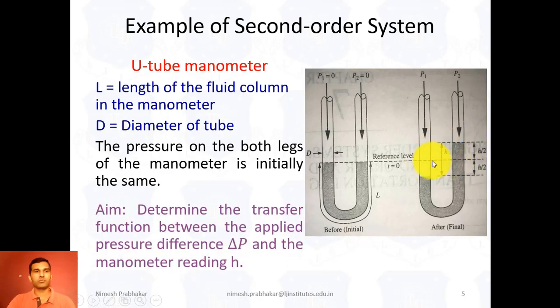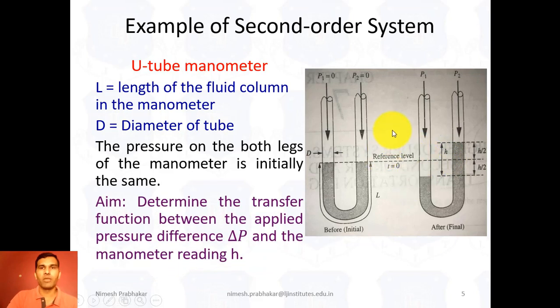Now here, what is the aim? The aim is to determine the transfer function between the applied pressure difference delta P and the manometer reading height. That means we have to determine the transfer function between delta P, the change in pressure, and this height.